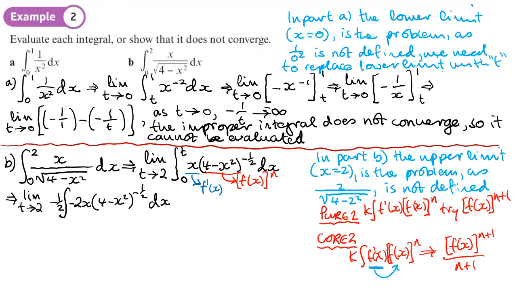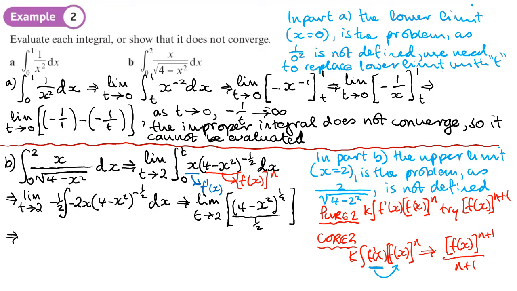Now I've done that, what I can do is just go straight and use this here. So that will be still the limit as t approaches 2, and that will be 4 minus x squared to the power a half, so that's n plus 1, divided by a half. I know it's going to be that. I don't need to go back and check it. So if we can do this, this just saves a bit of time.